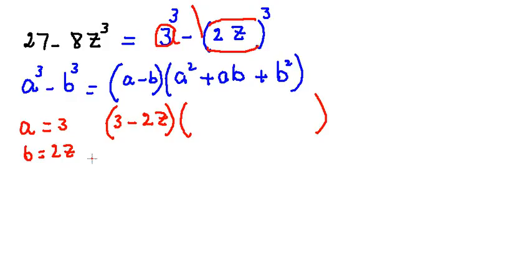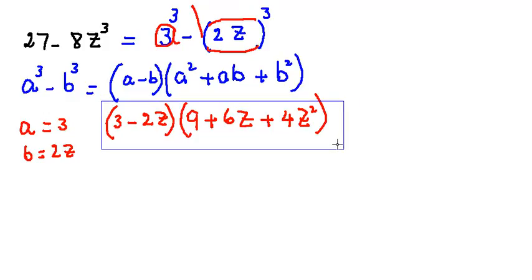So what is a squared? 3 squared would be 9. What is a times b? 3 times 2z would be 6z. And what is b squared? b squared is 2z times 2z, which is 4z squared. And you are all set. This would be the final answer. So this is it. That would be the final answer.